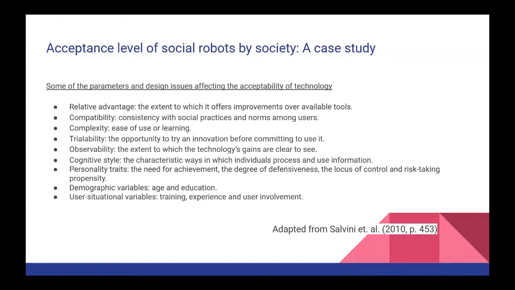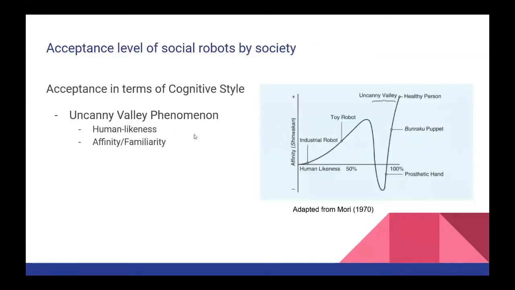According to Salvini, the acceptability of a technology by parameters with design issues such as relative advantage, compatibility, complexity, and cognitive style with the robots and in their interaction with the human is a cognitive process. We are going to study it by cognitive style. With the cognitive style, the uncanny valley phenomenon is a highly important concept to introduce the acceptance of a robot.